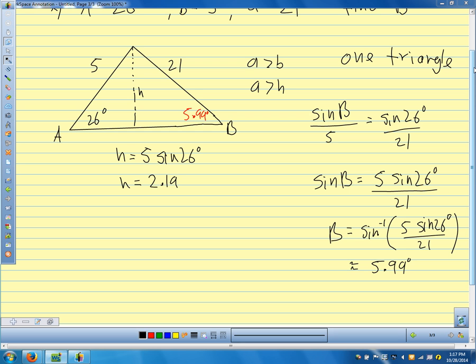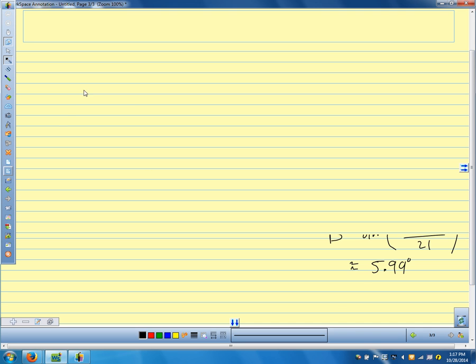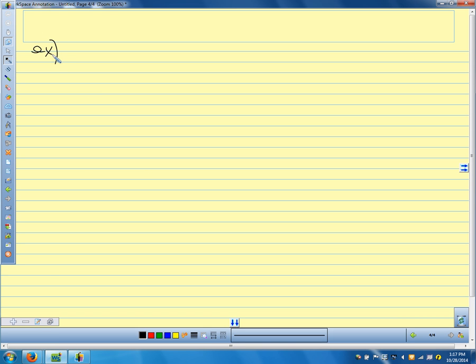So on this one, if we needed to calculate C, we could do that just like we did with the law of sines yesterday. All right. So questions there? Okay. Let's look at another example.